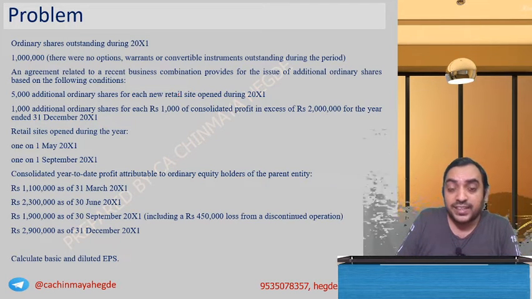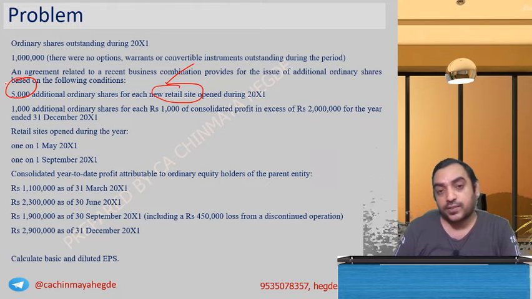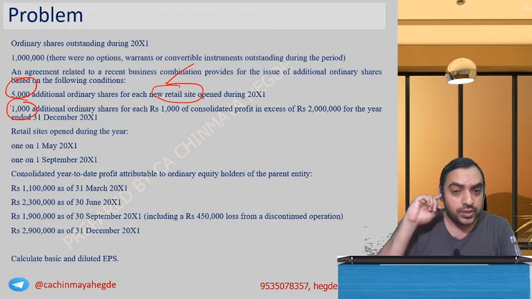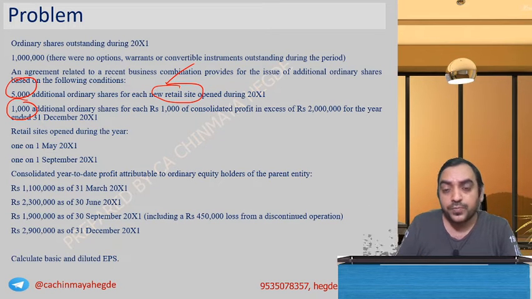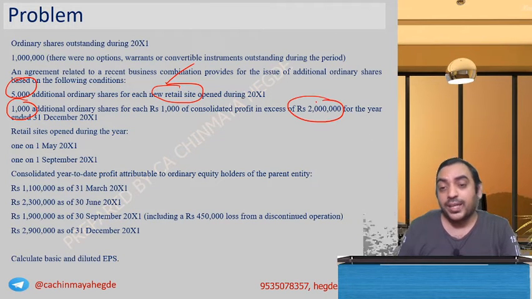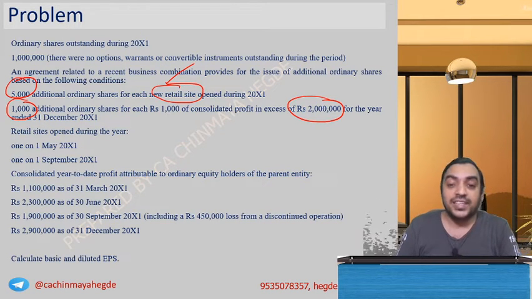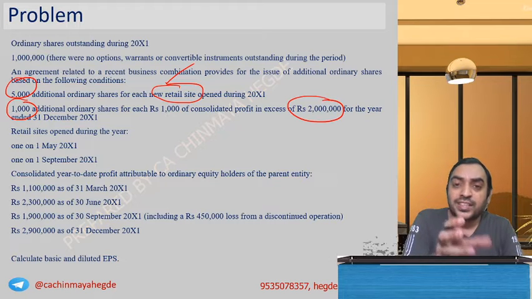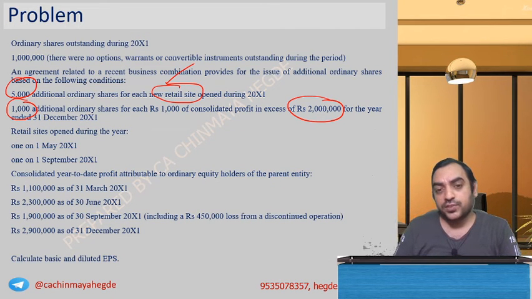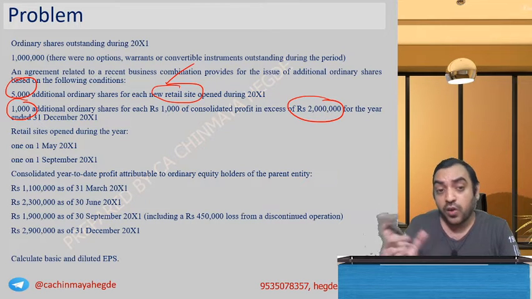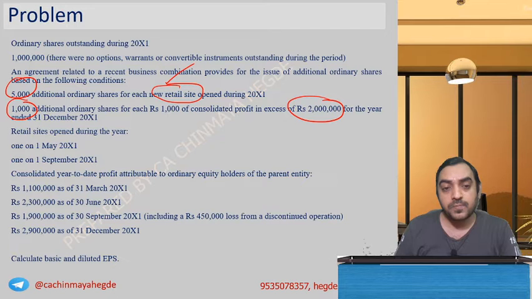One contingency, let's say the retail site contingency: for every new site, you get 5,000 shares. The other is 1,000 additional shares for each 1,000, that is face value 1,000, of profit in excess of 2 million for the year ended 31st December 2001. So it's a profit contingency, an earnings contingency. If you open one retail store, you get the shares. If your total profit exceeds 2 million in the year, you get another 1,000 shares.